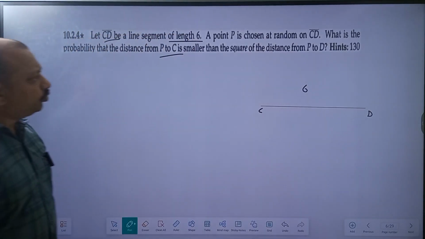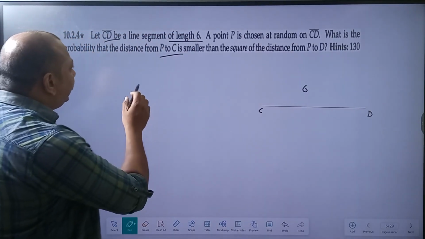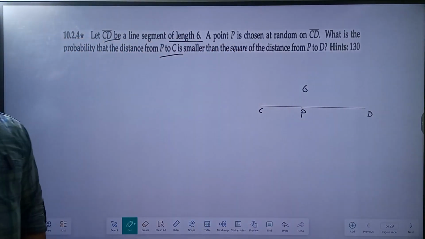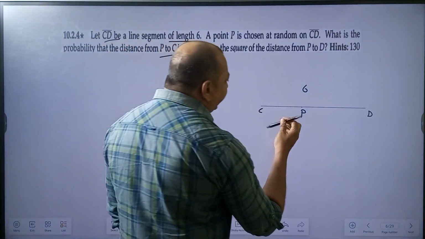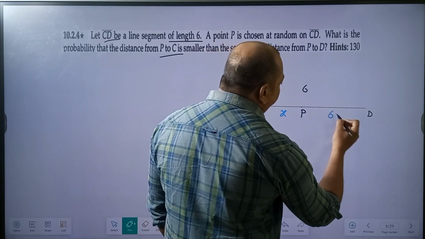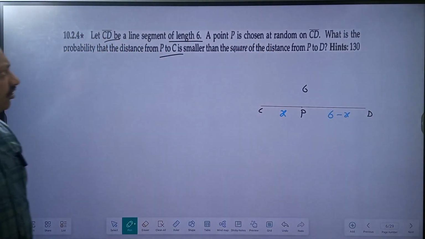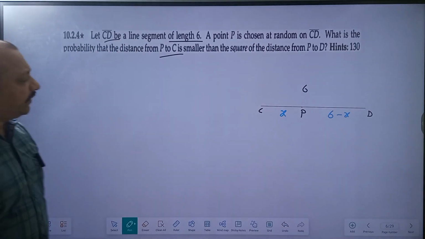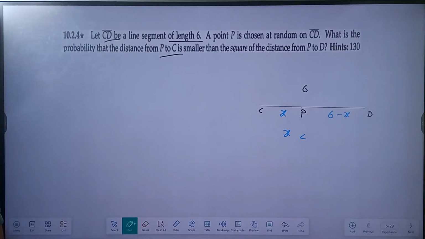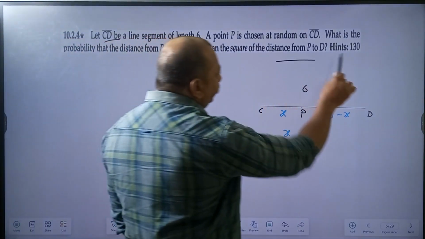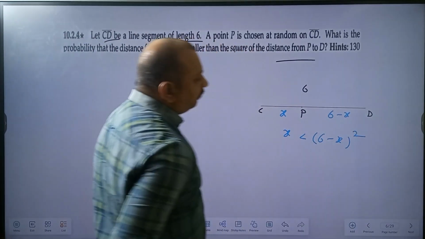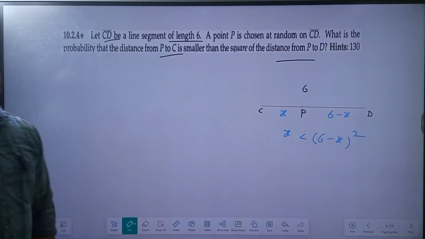If a point P is chosen on CD, what is the probability that the distance from P to C, I am considering this is the P, okay, distance from P to C, let it be X. Obviously this distance will be 6 minus X. The condition is that X is smaller than the square of the distance from P to D, that is, X is less than 6 minus X whole square.